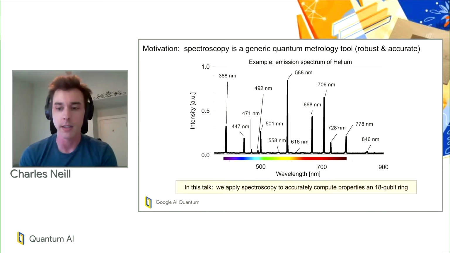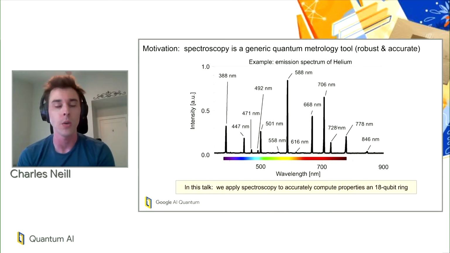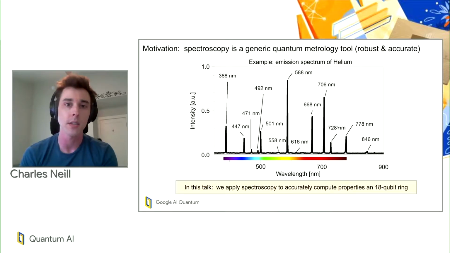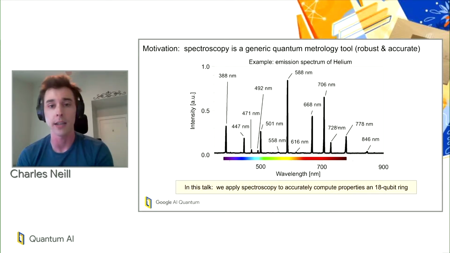So let me begin by motivating the kind of work that we're doing here by talking about spectroscopy and how spectroscopy provides a generic quantum metrology tool with two key features. It's robust to experimental imperfections, and it's extremely accurate.